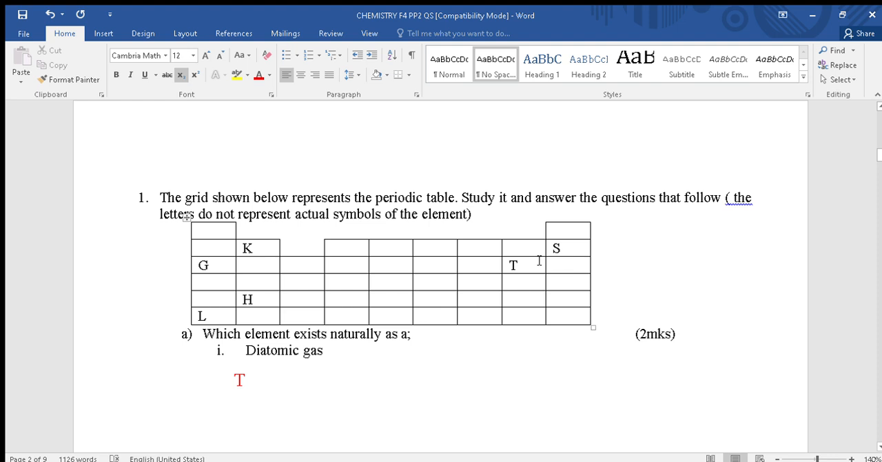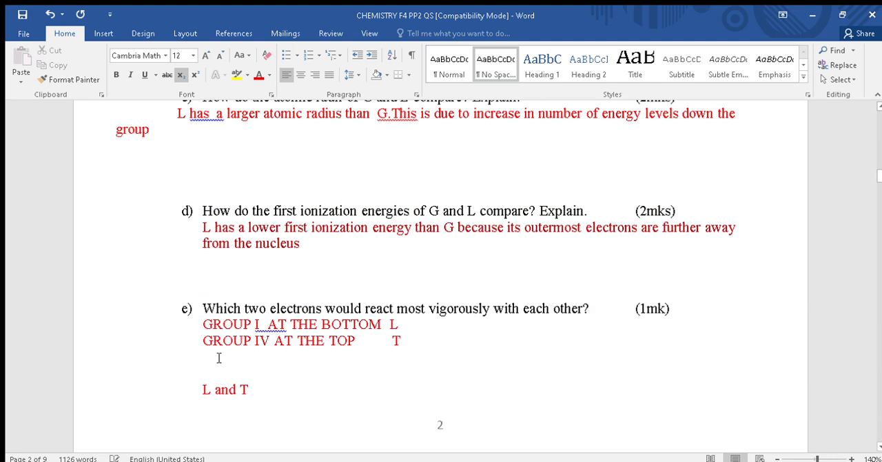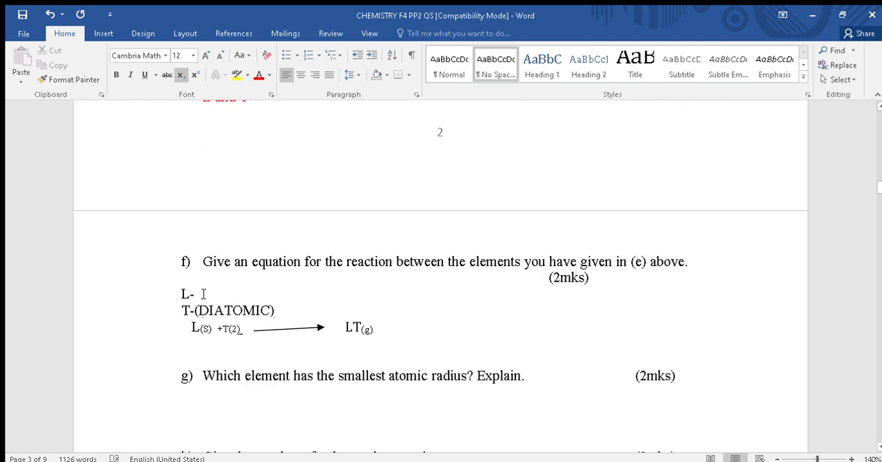So in any case, they are all valency 1. The only difference is that T is diatomic, but L is a metal. So this L is a metal, and this T is a diatomic gas. But remember, they are all valency 1. That's why I've written here that this T has to be T2. Remember, this is L, which is a solid, so I'm adding it to T.